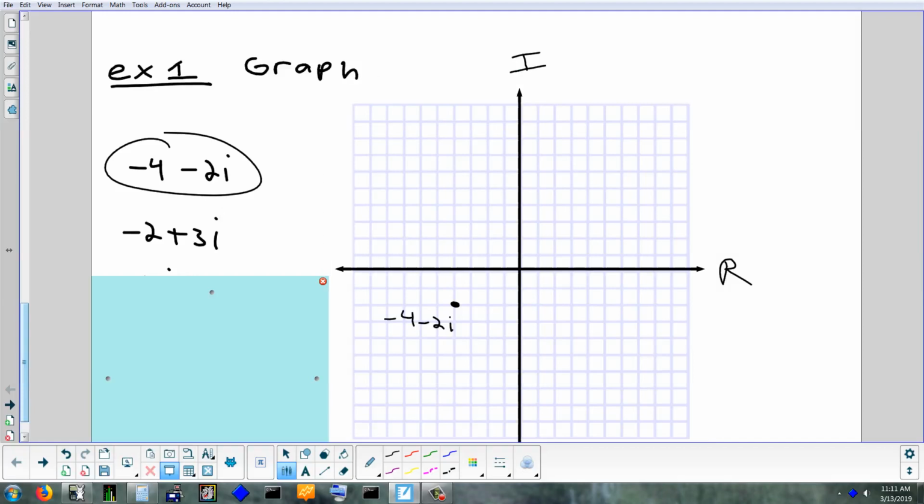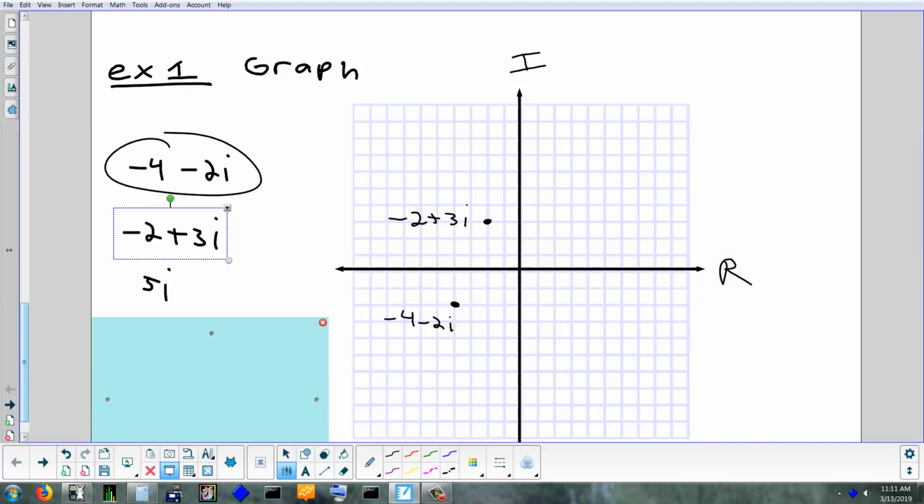So Isabel, what would I do for a negative 2 on the real axis? Which way would I go? Left, 2. And what about for 3 on the imaginary? Go up. Left 2, up 3, and there's your point, which is in quadrant 2. Questions on that?